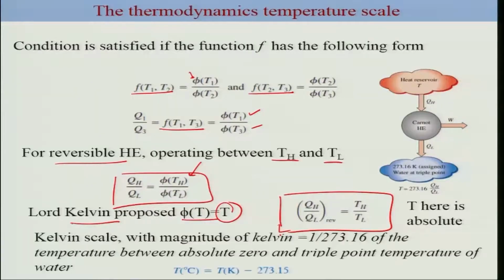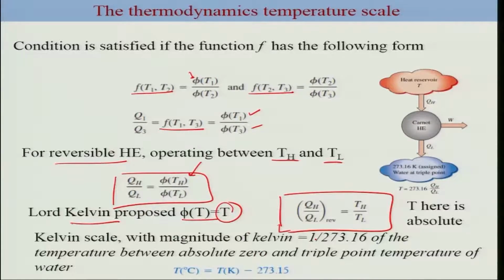So in the Kelvin scale, the triple point is fixed at 273.16 Kelvin, or the magnitude of the Kelvin is basically 1 by 273.16. That becomes the Kelvin unit, which is nothing but the temperature between absolute zero and the triple point temperature of water. The temperature in Celsius is simply related to Kelvin in this form, which we have already discussed.